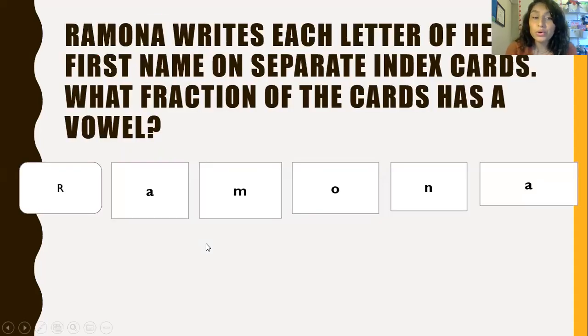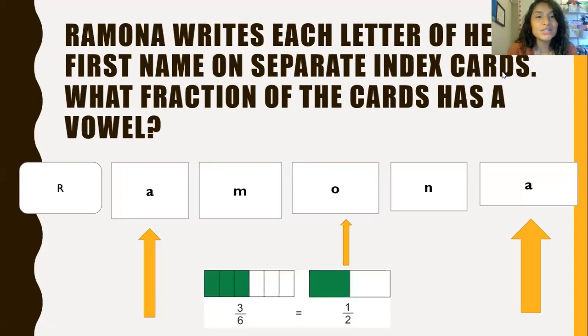All right. We're also going to solve math stories this week. Listen to this math story. Ramona writes each letter of her first name on separate index cards. What fraction of the cards has a vowel? Do you remember your vowels? What are your vowels? Nice job. Let's figure out this fraction. We know that our vowels are A, O, A. In this instance, we have 3 syllables: Ra-mo-na. All right, friends, but the question is asking what fraction of the cards has a vowel? In this case, we have 1, 2, 3 vowels out of 6 letters.